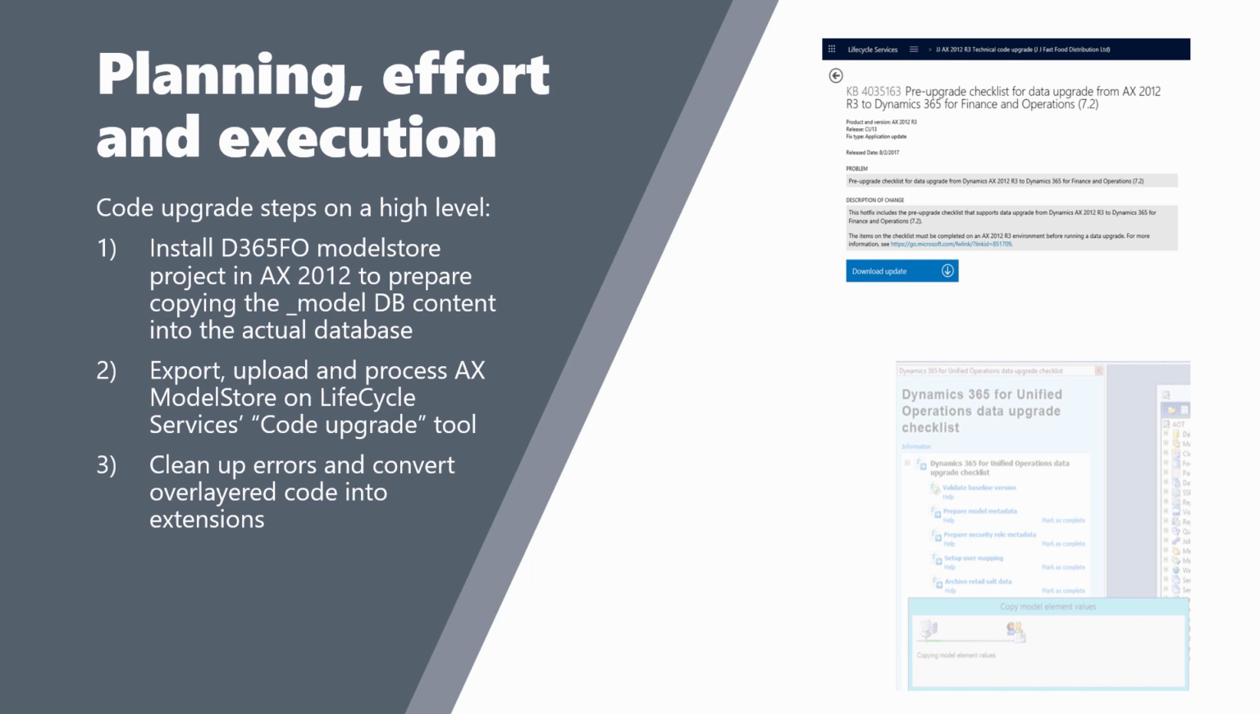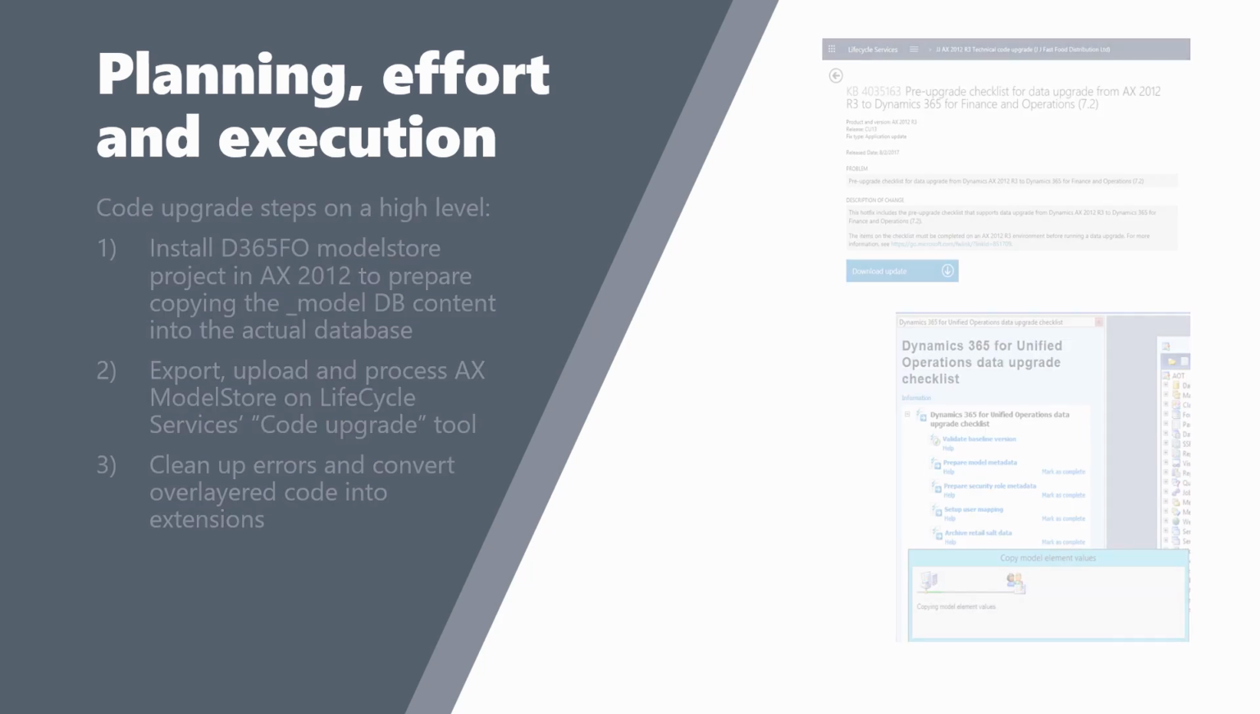And if something cannot be converted into the new version, then it will come as an exception. And all of this is going to be checked into a Visual Studio Azure DevOps repository. After that, we have to clean up the errors, convert everything that is overlaid into extensions, and we have to introduce new ISV solutions and so on.